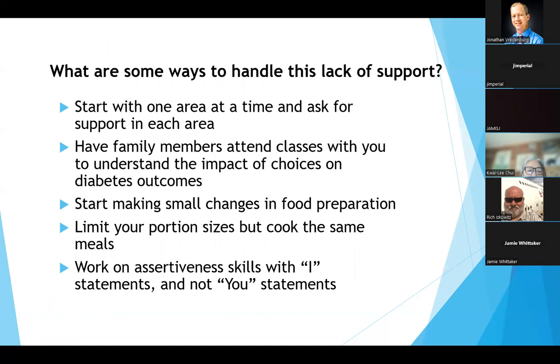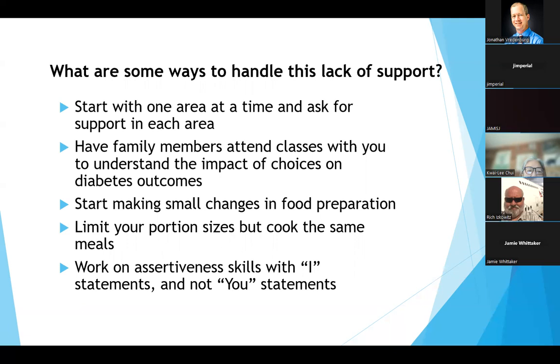Ask for some support. Maybe have the family members, especially the spouse, attend classes with you to understand how certain choices can impact diabetes outcomes, and some choices are more impactful than others. Maybe make some small changes in how you're preparing the food so you can be more carb friendly. And in that same regard, limiting the portion sizes of those meals that may have the most influence on your blood sugar levels. But I think more importantly is really working on making I statements with the family.